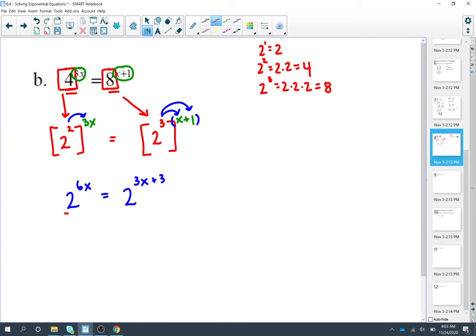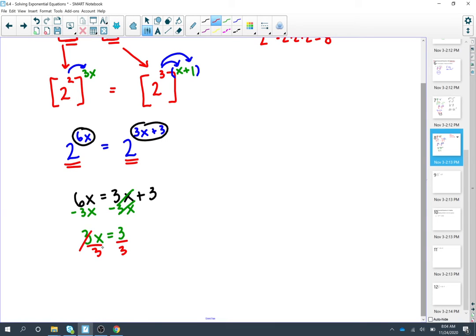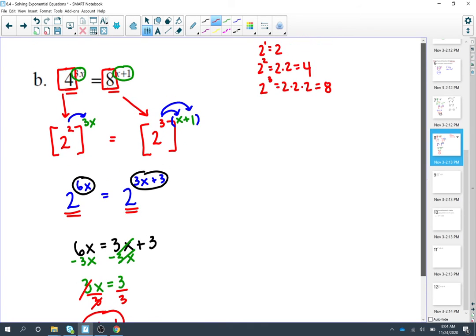Now, at this point, I have the same base. So 2 to the power of something equals 2 to the power of something. Then I know that those somethings have to be the same. So I know if the bases are the same, the exponents are the same. 6x equals 3x plus 3. Solving this, subtract 3x. So 3x equals 3. Then I'm going to divide by 3. So x equals 1.